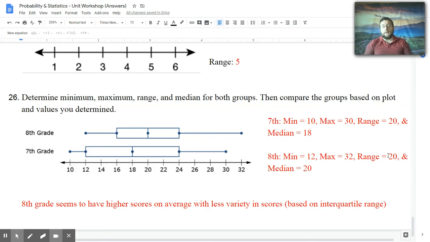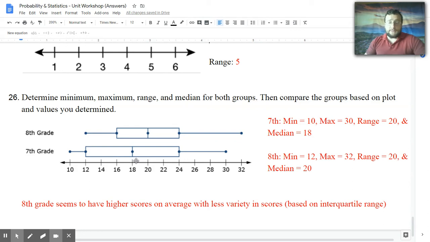Now, if you do look at the size of the box, though, you would see that most values in the eighth grade fall closer to the median than the values of the seventh grade do. There's more spread on the values. So that means that they not only have a larger median, but they have scores closer to it, meaning that it's likely that the average is higher in the eighth grade, especially since the maximum is larger than the maximum of the seventh grade and the minimum is also larger. So altogether, all the facts are pointing to eighth grade having scored higher here.